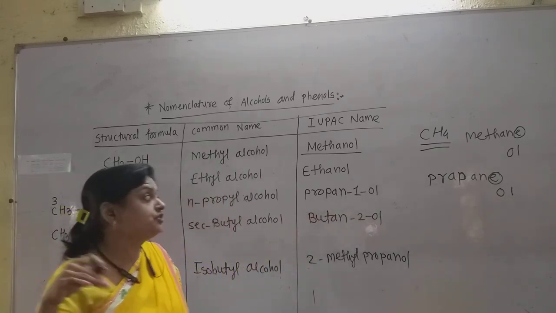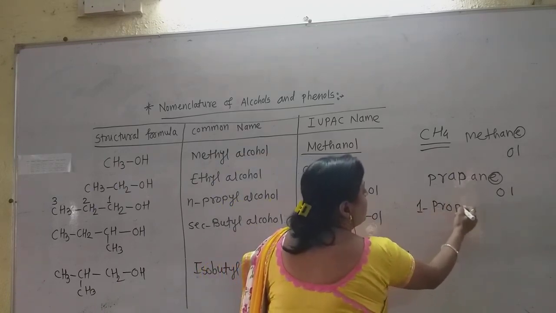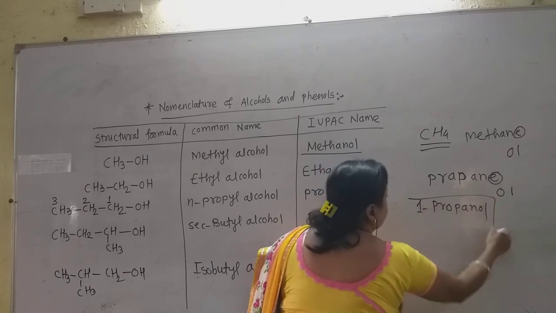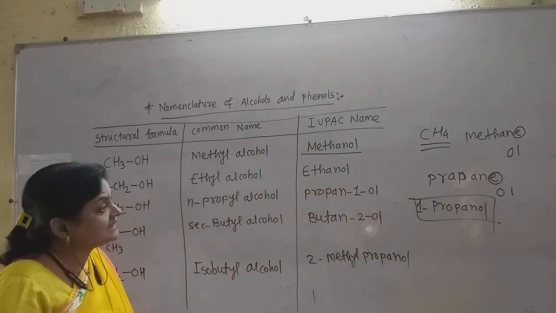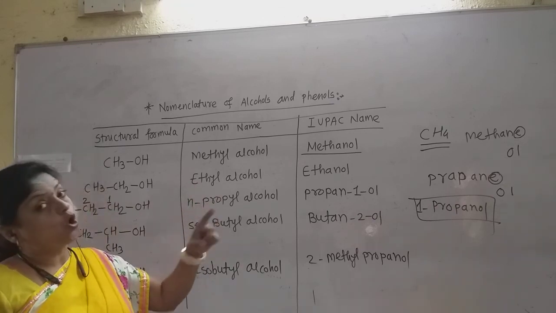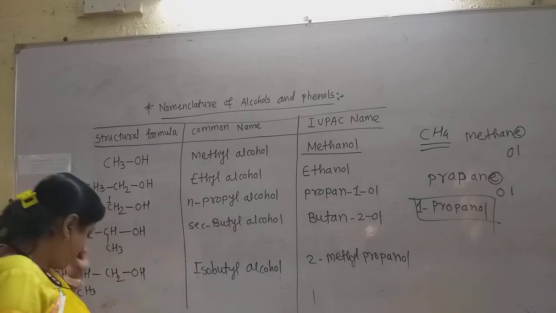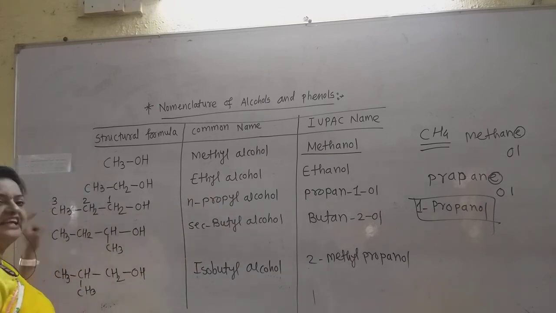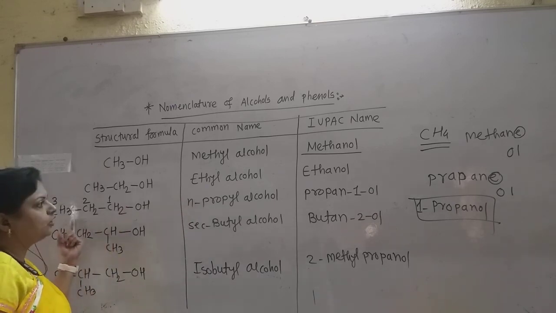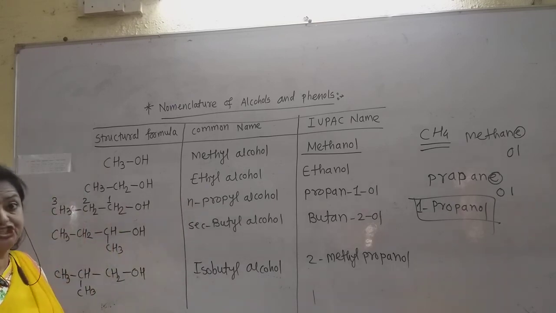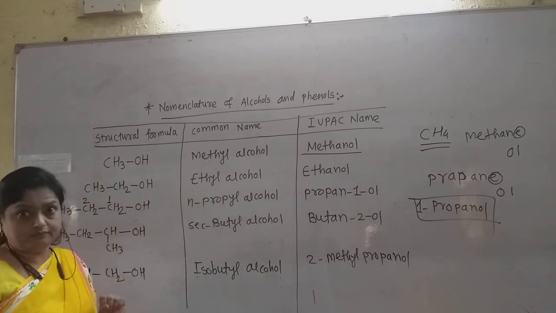In the former system, the name was 1-propanol. But nowadays this name is not used. The IUPAC name is given as propan-1-ol. So this normal propyl alcohol, as the carbon atoms are in a straight chain, has the common name n-propyl alcohol, normal propyl alcohol. But in the IUPAC system, the name is propan-1-ol.